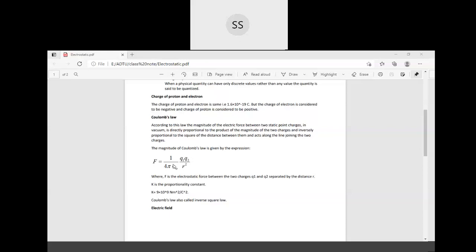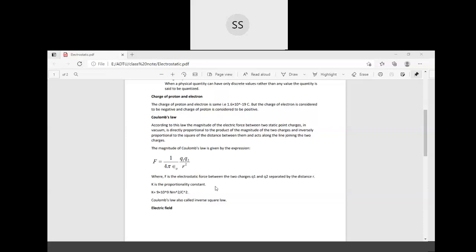Now combining both the equations, we can say that F is proportional to Q1 Q2 by r square. To get a particular value, we have to remove that proportionality sign, and to remove it, we need a constant. That constant is taken as K. So F equals K Q1 Q2 by r square. K or 1 by 4 pi epsilon naught, both have the same value. So here you can write K or 1 by 4 pi epsilon naught. That is the constant of proportionality.